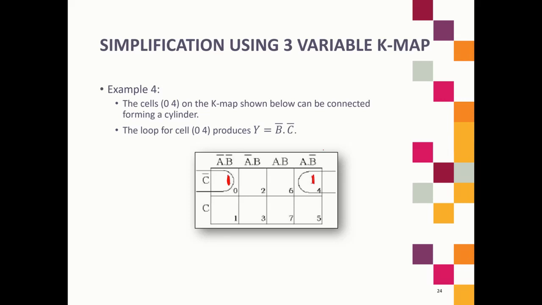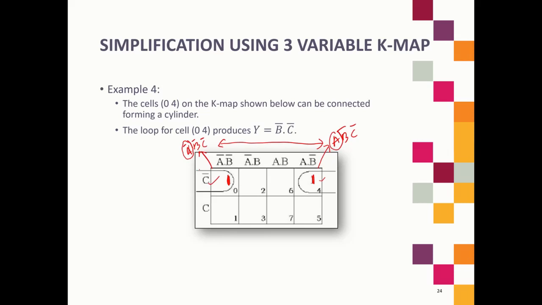So these 2 cells are considered adjacent. Why? We look at the product term for this cell. The product term for this cell is A, B bar, C bar, and this cell is A bar, B bar, C bar. If you compare these 2 product terms, how many variables differ? Only 1, only A differs. So that's why these 2 cells are considered adjacent, and you can loop them together.